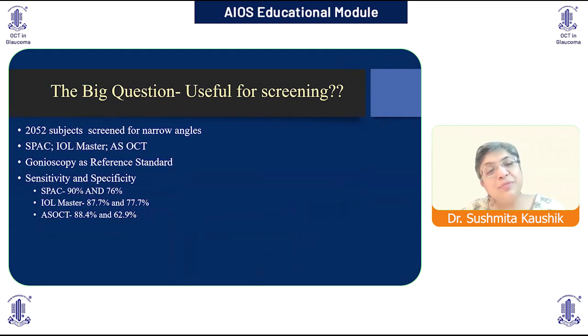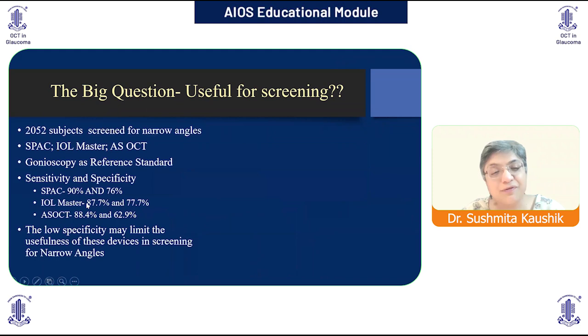So this was a large study where 2,000 odd subjects were screened for narrow angles using 3 machines: the AS-OCT, the IOL Master, and the peripheral anterior chamber analyzer. The sensitivity and specificity were as follows: 90 and 76, 87 and 77, and 88 and 62. So the low specificity may limit the usefulness in screening for narrow angles. So you're going to miss it. You take a machine out into the periphery, you say we are all going to screen for angle closure disease, and you'll miss 40% of them. So what's the point? You've given them hope, and yet you haven't done justice to what you set out to do.